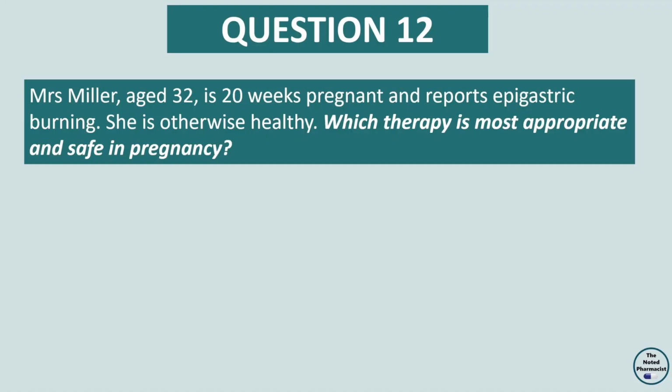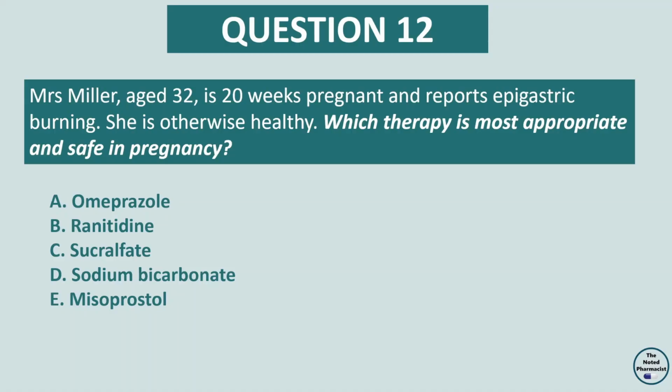Question 12. Mrs. Miller, aged 32, is 20 weeks pregnant and reports epigastric burning. She is otherwise healthy. Which therapy is most appropriate and safe in pregnancy? Option A, omeprazole. Option B, ranitidine. Option C, sucralfate. Option D, sodium bicarbonate. Option E, misoprostol.